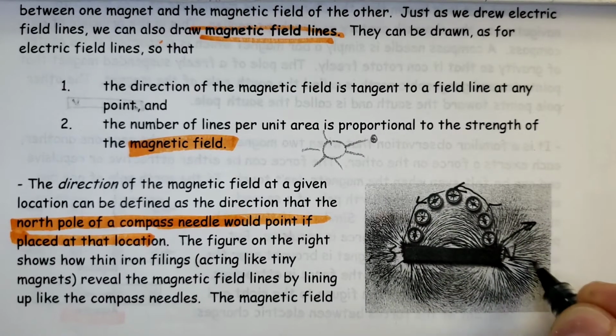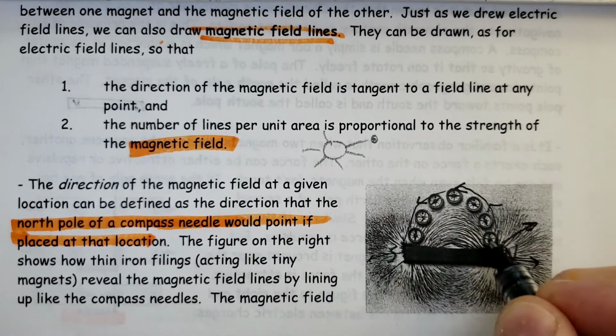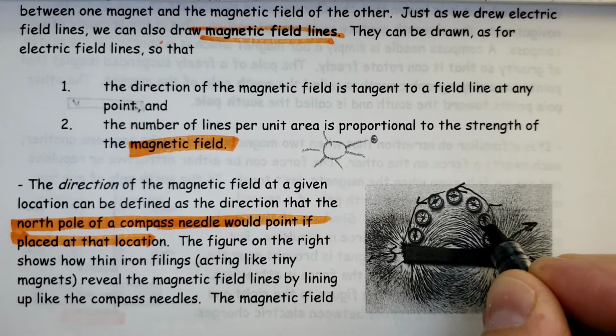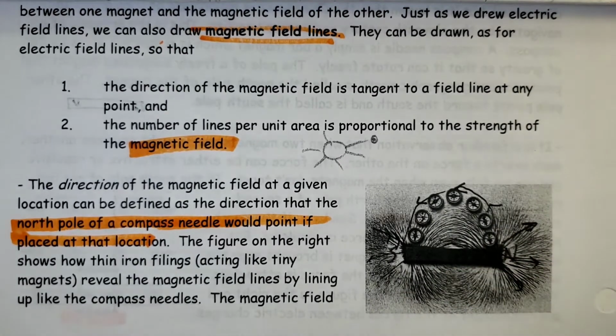So they'd point away from north and towards south. All these here are north poles, north poles, north poles, pointing towards the south. So that's kind of how we do that.